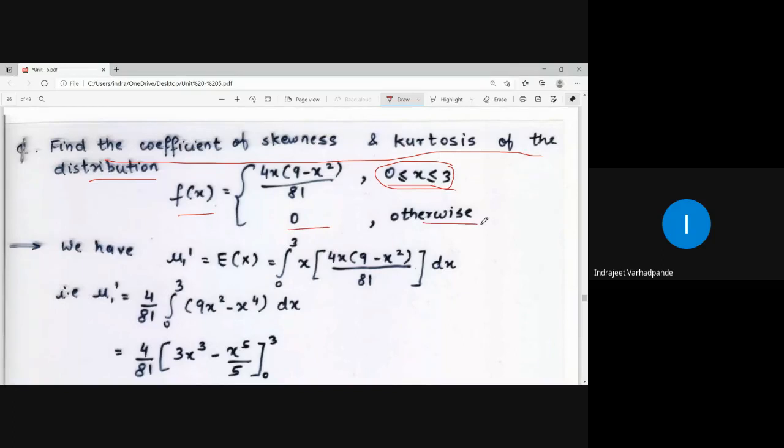and 0 otherwise. So the probability density function is given by f of x is equal to 4x into (9 minus x square) upon 81. Now I will be requiring mu4. What is mu4? Mu4 is nothing but expectation of (x minus mu) to the power 4. I will also be requiring alpha 3. What is alpha 3? Coefficient of skewness, which requires mu 3.